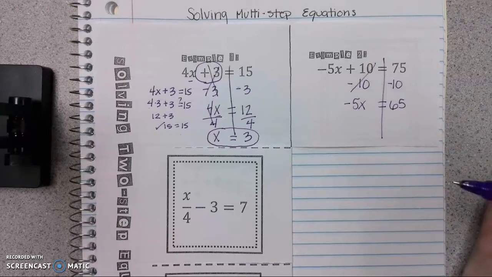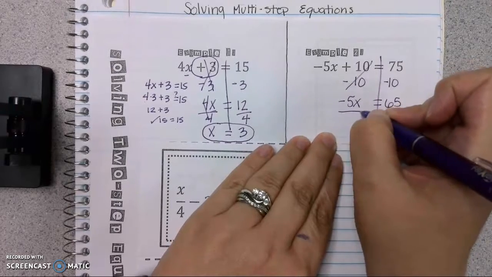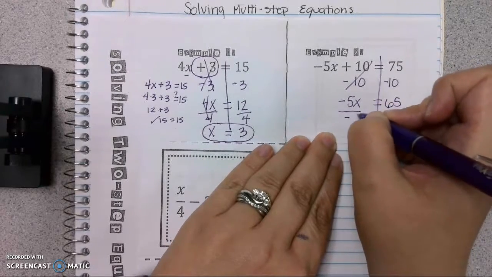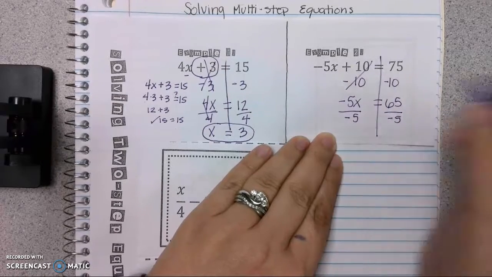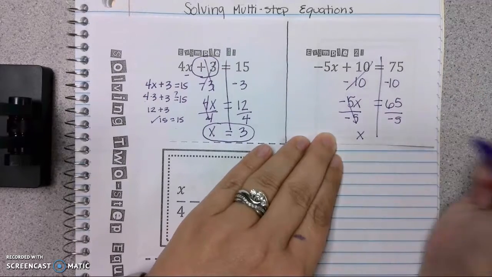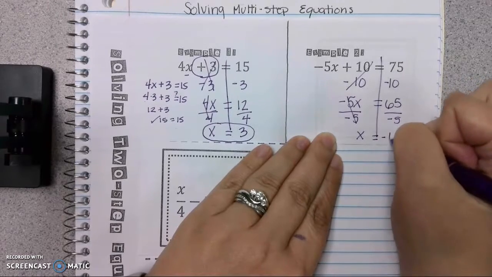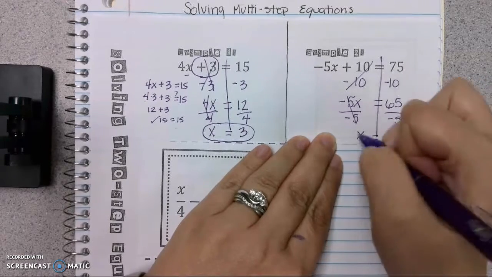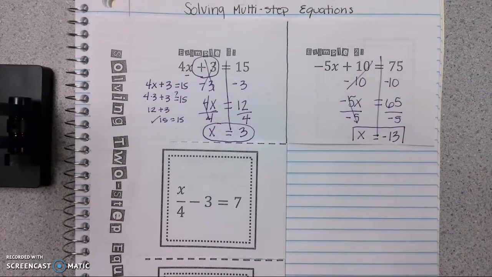I still have a negative 5 next to my x, so I want to go a step further. Divide, since it's being multiplied right here, got to do the opposite. If I divide on one side, I have to divide on the other side. Cancels out. X is alone. 65 divided by negative 5 is a negative 13. And I got my answer.